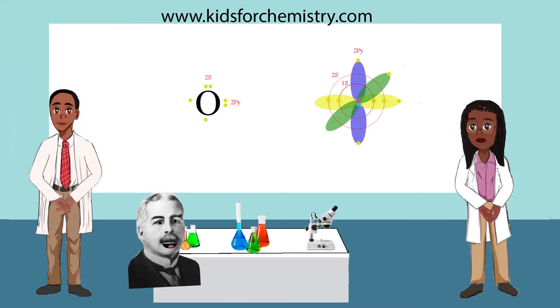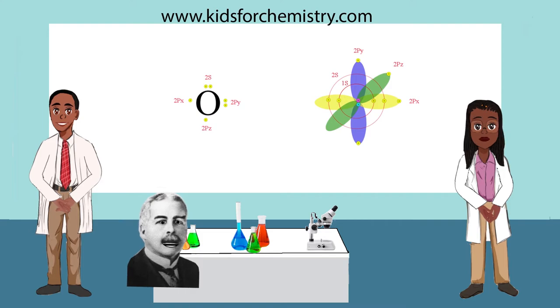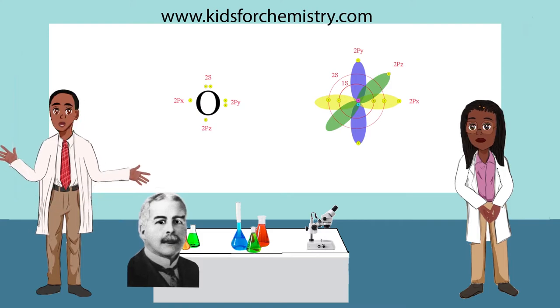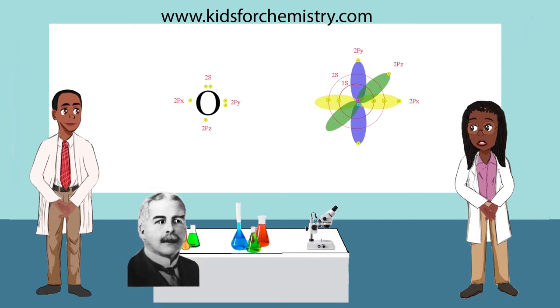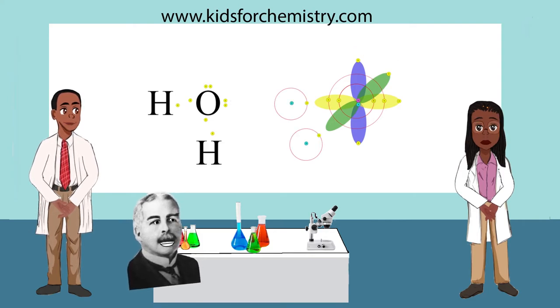You are right. You can see so much more information with the Kids for Chemistry diagrams. And that is why young children are able to learn the structure of the atoms easier, and where chemical bonding will take place. So let's look at the formation of the water molecule for both sets of diagrams.